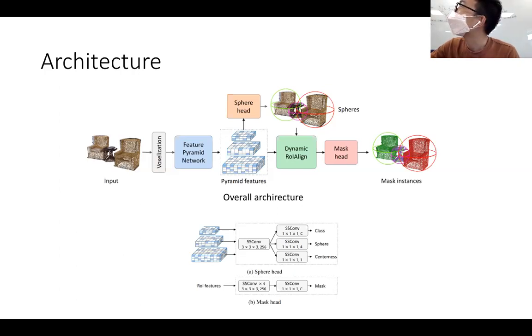After I have one object, because the sphere may cover, you can see the green sphere may cover some part of the table, I need to remove it. So in the mask head, for this object I will keep only the points belonging to the chair and remove the points belonging to the table. And eventually I have the output like this. This is the actual output of my network.